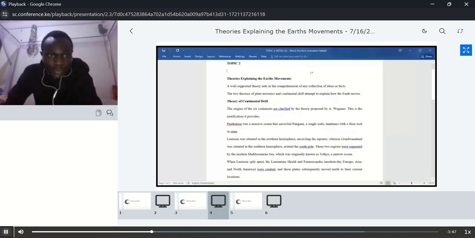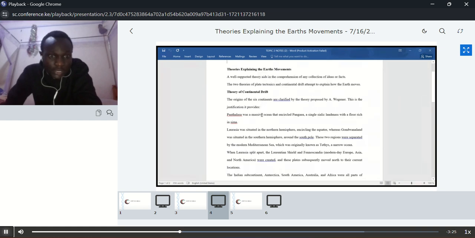We are discussing the theories explaining the earth's movement. A well-supported theory aids in the comprehension of any collection of ideas or facts. The two theories of plate tectonics and continental drift attempt to explain how the earth moves. And we start with the theory of continental drift.